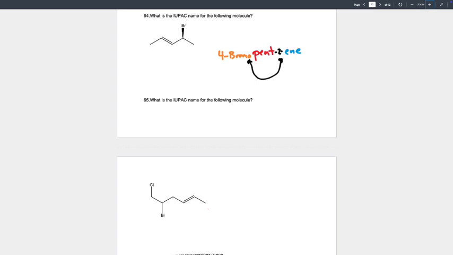We have multiple bromines. So you get a locator for every single substituent. In this case, we only have 1 bromine. We don't need a dibromo. We don't need to do the 4, 4. And you would do both 4, 4 and di? Yes. Okay.